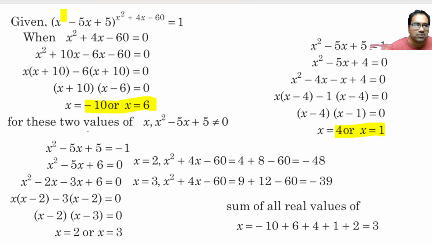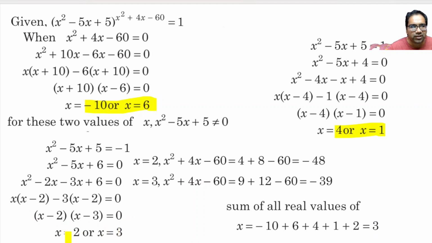Okay. Now case 3: if the base equals minus 1, and for the same x the power is even, then that is also valid. So x square minus 5x plus 5 is equal to minus 1. If we bring this minus 1 to the left hand side, it becomes x square minus 5x plus 6 equals 0. We can split minus 5 as minus 2 minus 3, because minus 2 into minus 3 is 6. x into x minus 2 minus 3 into x minus 2 equals 0. x minus 2 into x minus 3 equals 0. x equals 2 or x equals 3.